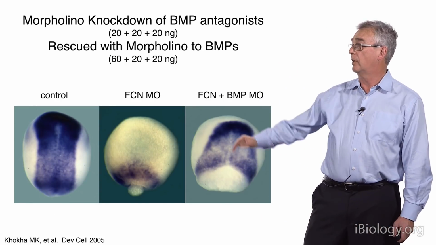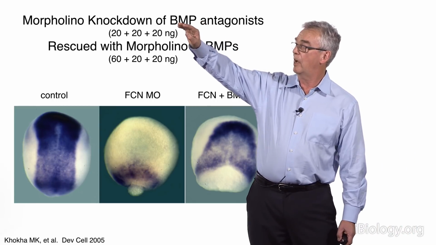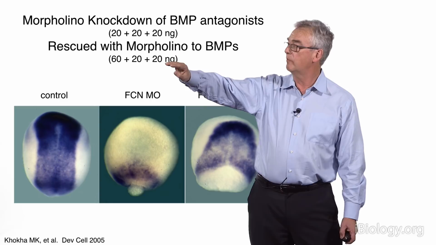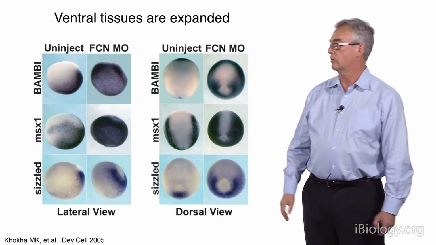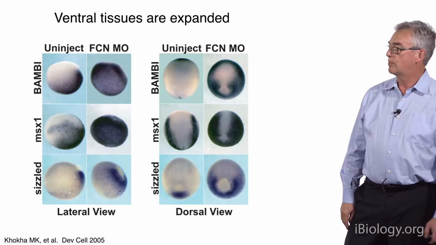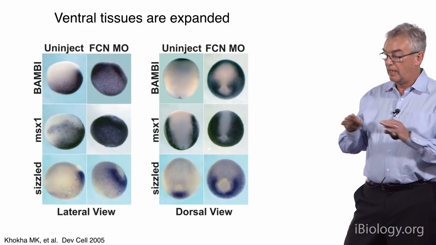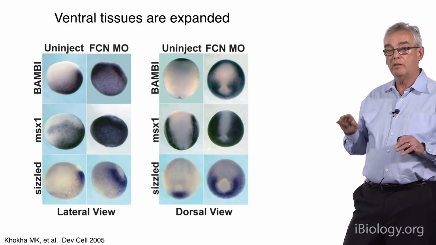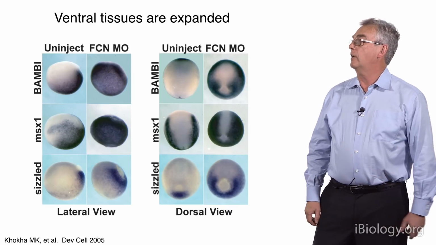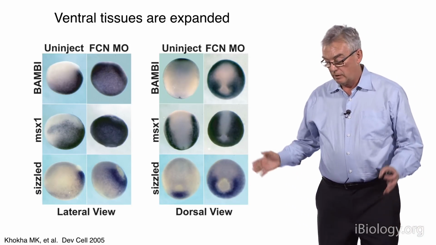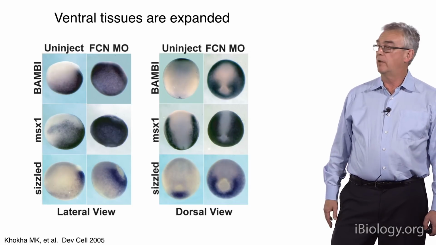We can also rescue it by knocking down additional BMPs. So instead of this horrendously high mixture of Morpholinos, we're putting in even more Morpholinos, but also knocking down BMPs. And again, you can see that rescue. So we're pretty satisfied that this is a specific manipulation. So knocking down the BMP antagonists eliminates the neural plate. You need the antagonist to make the neural plate. As we would expect, as you can see on the right of this picture, the loss of those dorsal structures is accompanied by a gain in ventrolateral structures.